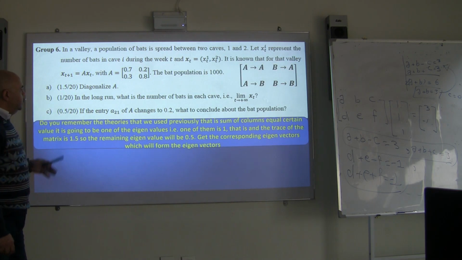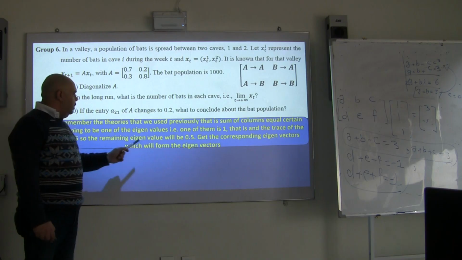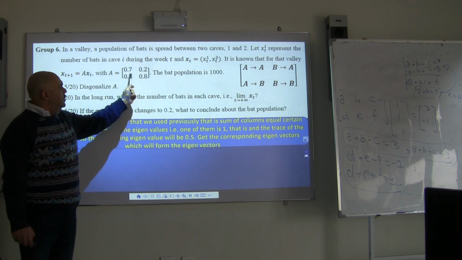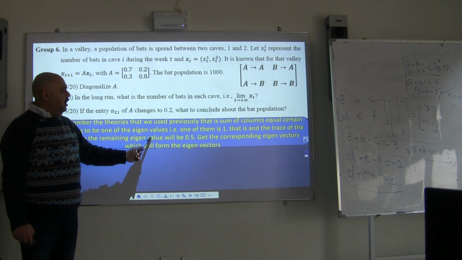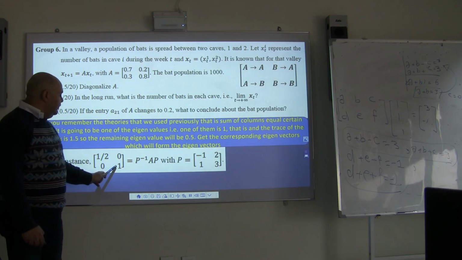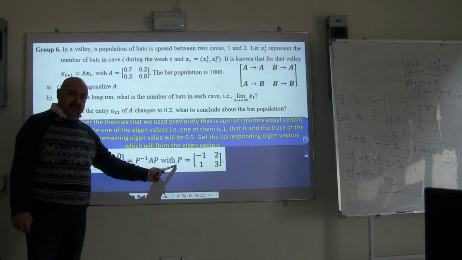Making the substitution, you will get the solution. It's a very direct question. I'm telling you here that the sum of the columns equals 1, so it has to be one of the lambdas. The trace is 1.5, so the other value will be 0.5. Now I have 0.5 and 1, and this stands for D. This is the proposed P matrix.